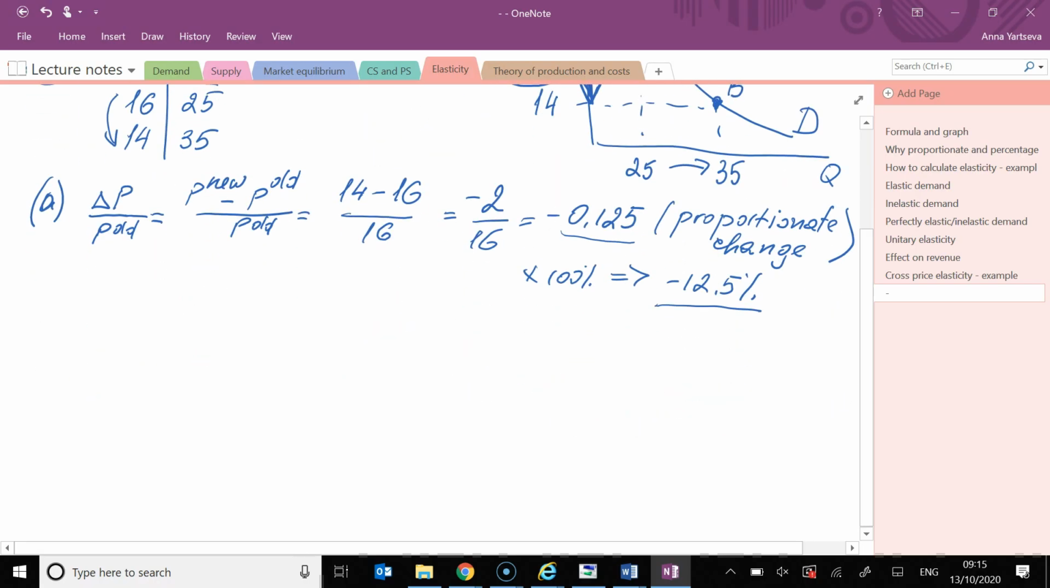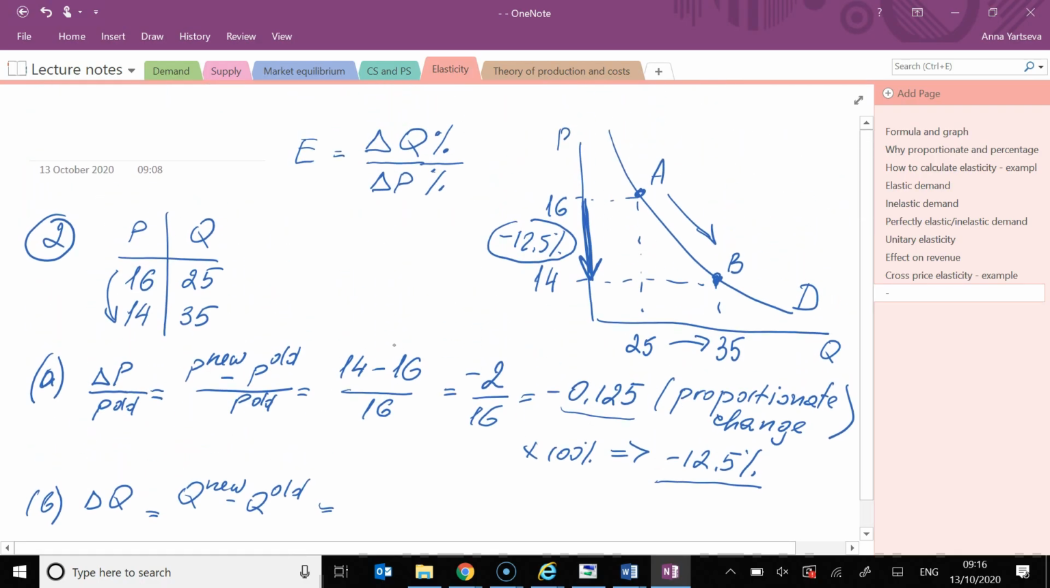Let's calculate change in quantity. We do this in a similar way. Change in quantity in absolute terms can be calculated as new quantity minus old quantity. Pay attention, new always comes first. We always take new and then subtract old. Here with price, it was quite easy to confuse 14 and 16. It's quite natural to write down 16 minus 14, which will give you 2. This would be incorrect because you are losing the sign. Our price actually drops, so the change will be negative. And in order to account for this, we always take new minus old.